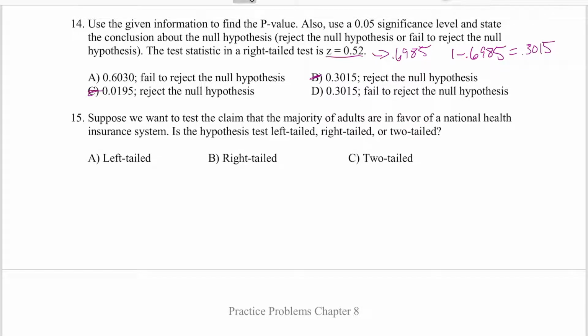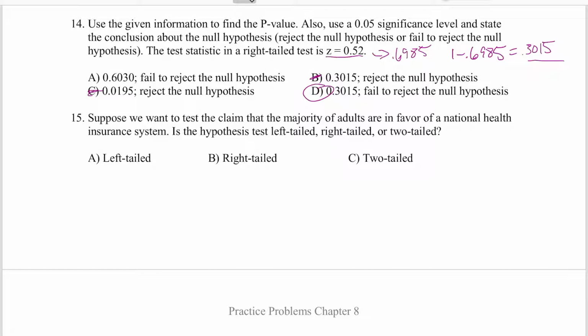Now, when we're looking at it here, we're going to see D, 0.3015, which is what we got as our p-value, and we failed to reject the null hypothesis. So it is D. If you had a p-value of 0.675, that would be fine, but for this particular problem, our actual p-value here is 0.3015.